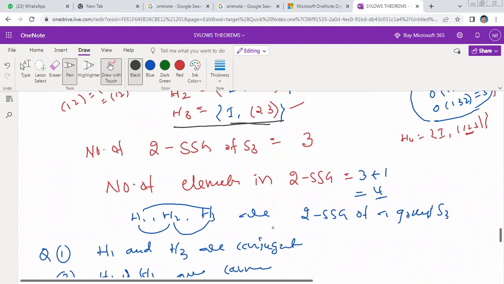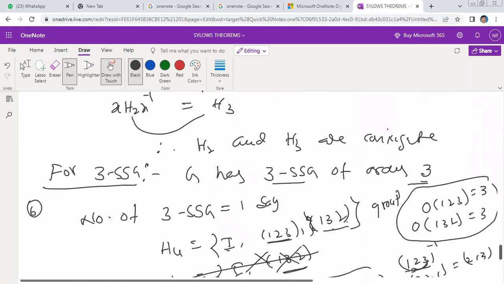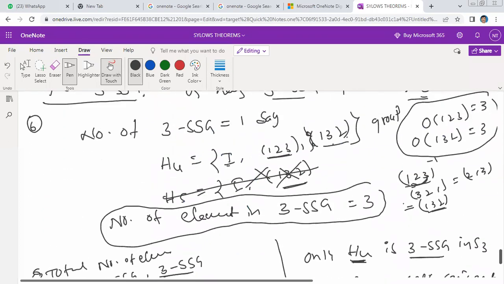H1, H2, H3 ఆర్ యూనిక్. దీనికి 2 Sylow సబ్ గ్రూప్స్ ఎన్ని ఉన్నాయండి? దీనికి 3 ఉన్నాయి. 3 ఉన్నాయి కానీ అవి నార్మల్ సబ్ గ్రూప్స్ అయితే కదా సార్, H1, H2, H3. You are saying about that normal subgroups. అవును కదా సార్.